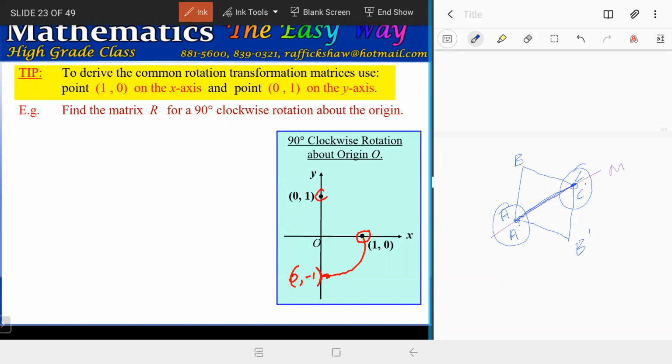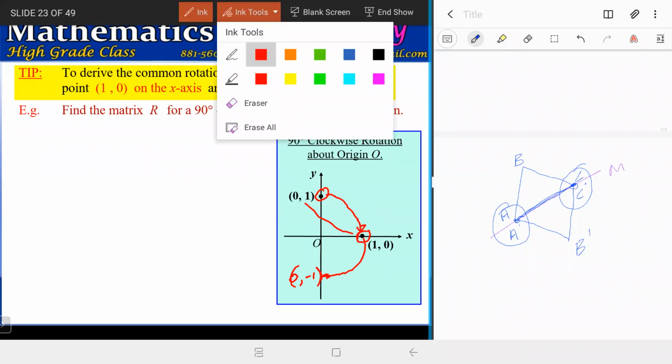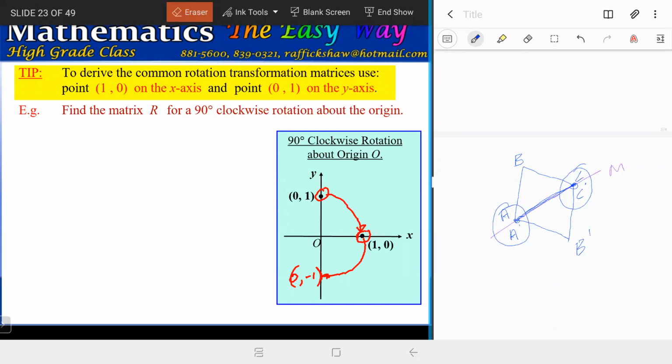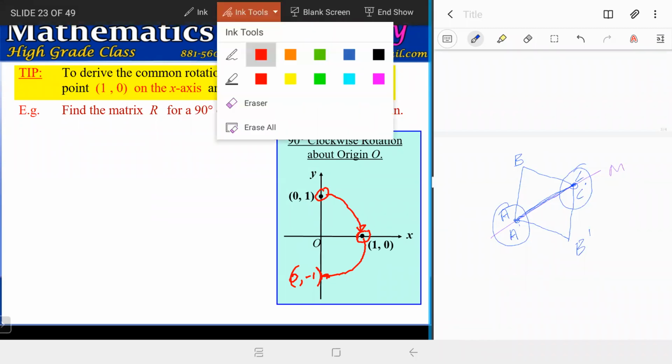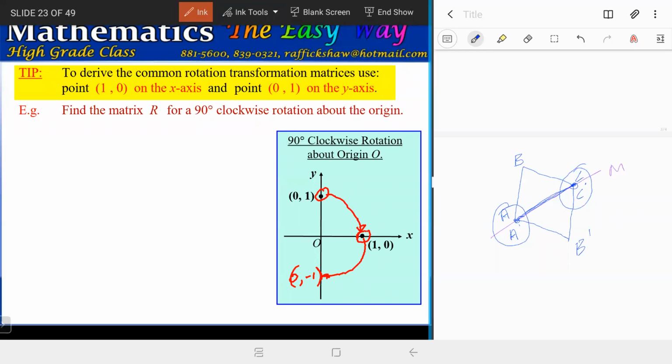If I rotate this point clockwise 90 degrees, it's going to go down to here. So this point will go down to that point. All right, so we know that. Because we know the result of those rotations, that's a premise on which we can actually calculate the matrix. All right, so let me erase this and show you.